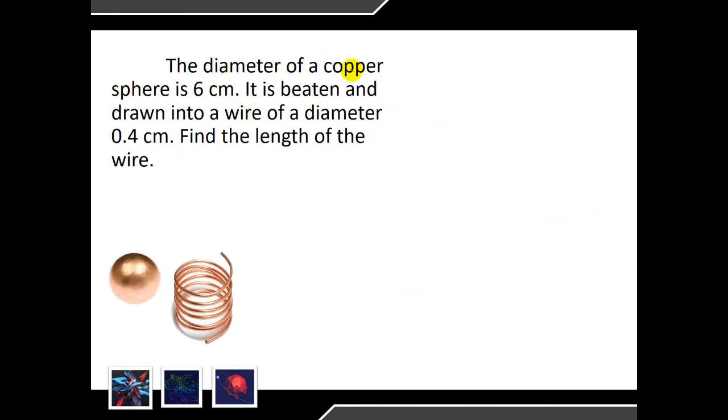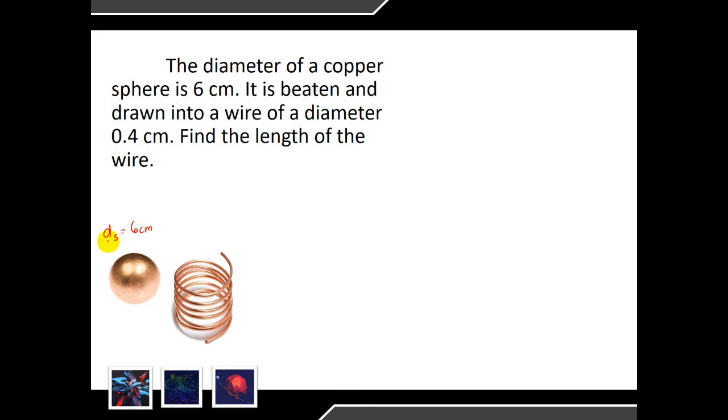The diameter of a copper sphere is 6 centimeters. It is beaten and drawn into a wire of a diameter of 0.4 centimeters, and we need to find the length of this wire. So, given dito yung diameter ng sphere. Let's have it as ds. So, the diameter of the sphere is 6 centimeters.